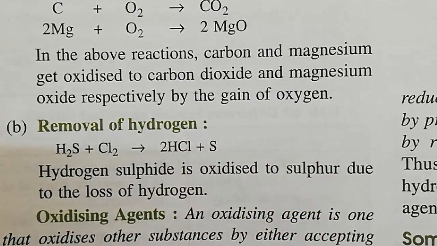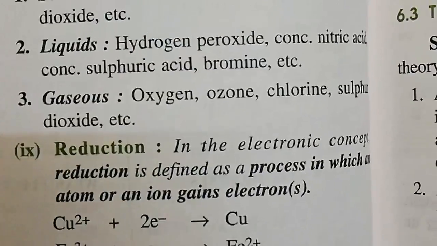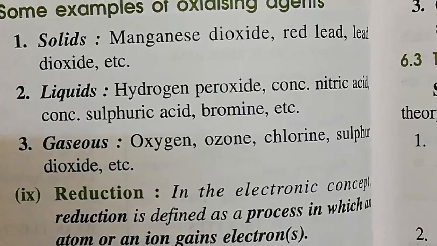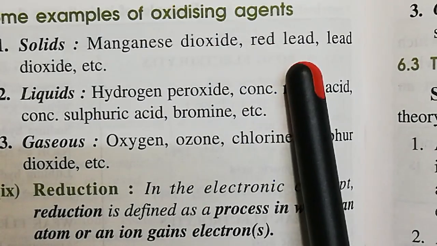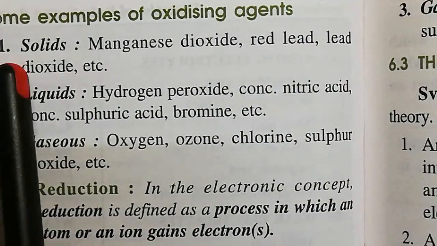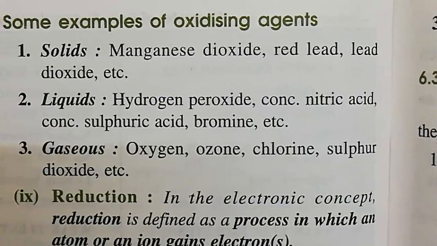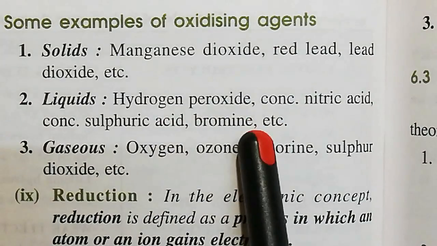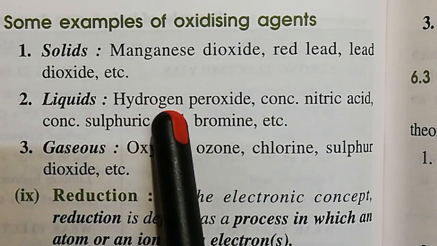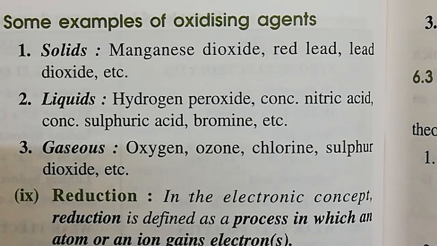So now let's go through a few oxidizing agents, given on page number 104, right column at the top. Here, can you see the liquids, solids and gases, the oxidizing agents are there. Manganese dioxide, red lead, you know the formula of red lead, Pb3O4, and lead dioxide, PbO2. So these are the solid oxidizing agents. And the liquid oxidizing agents: hydrogen peroxide, H2O2, concentrated nitric acid, sulfuric acid, bromine, Br2. And the gaseous oxidizing agents are oxygen, ozone, chlorine, sulfur dioxide.